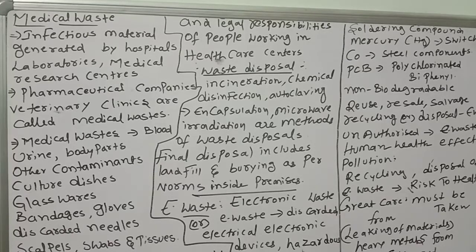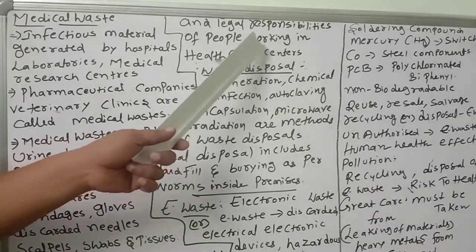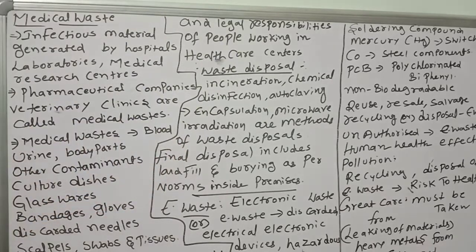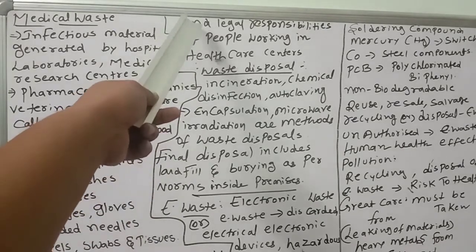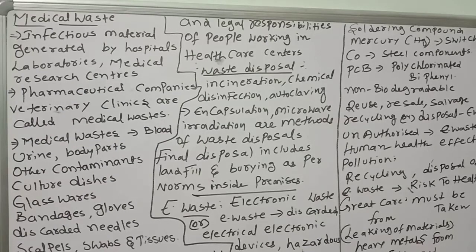Government also authorized legal responsibilities of people working in healthcare centers. That is most important. Otherwise, what will happen? Bacterial infection, fungal infection will spread. Who has to take care? Healthcare center workers should think about that. Why? Because it is a social responsibility to properly manage this waste. Safe and sustainable management of biomedical waste is the social and legal responsibility of people working in healthcare centers.